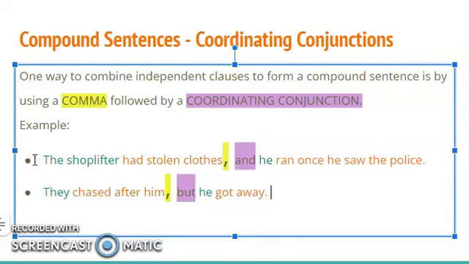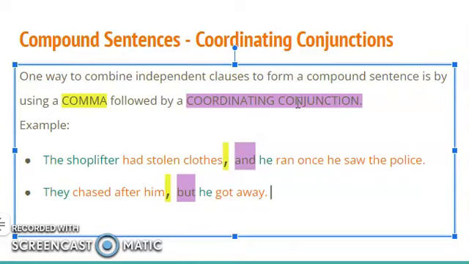And we see that again in this example up here. The shoplifter had stolen clothes, comma, and he ran once he saw the police. We have a subject on both sides, a predicate on both sides. We have our comma and our coordinating conjunction.